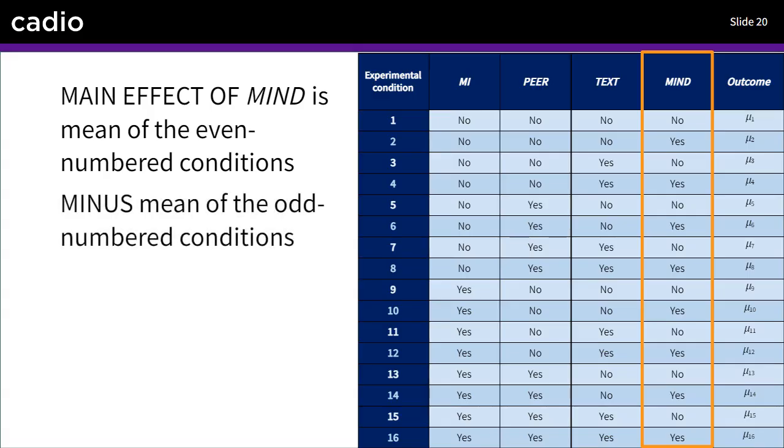Notice that in these definitions, all of the experimental conditions are involved. They are just combined in different ways to define the different effects. In my opinion, this is the genius of the factorial analysis of variance.